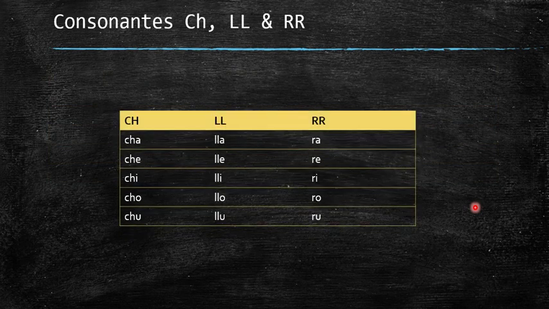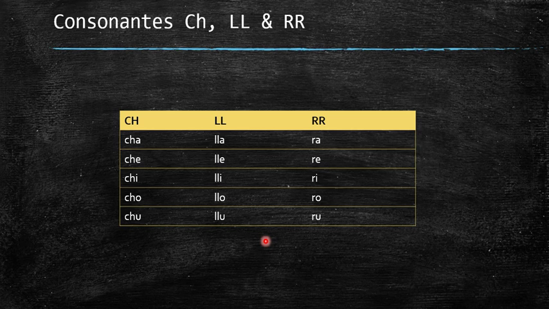Okay, so here I added a table that has the CH, double L, and the double R. And you will do the same thing we did on the other tables. You'll go cha, che, chi, cho, chu. Double L, lla, lle, lli, llo, llu. One thing to keep in mind is that it sounds the same as if you would use the Y. So let me pronounce it using the Y. Ya, ye, yi, yo, yu. Now I'm going to pronounce it using the double L. Ya, ye, yi, yo, yu. As you can see, it sounds the same.